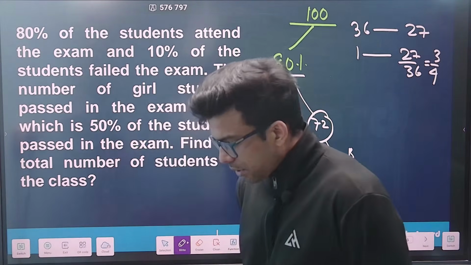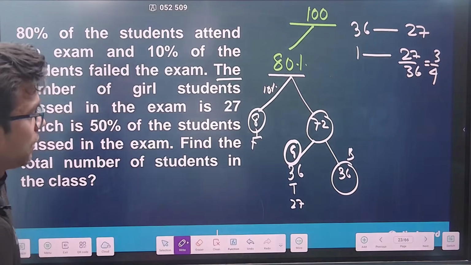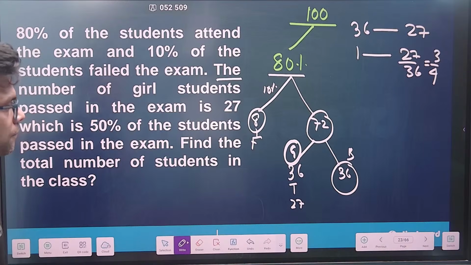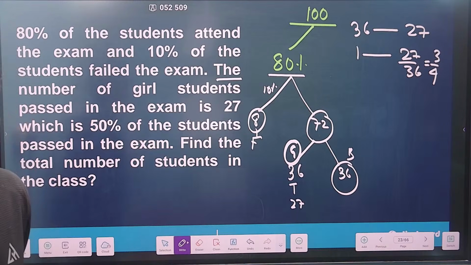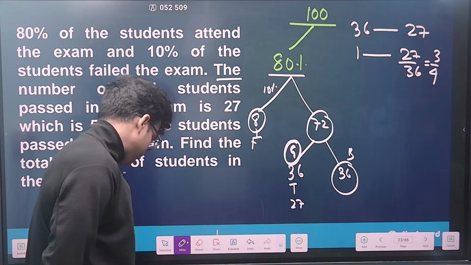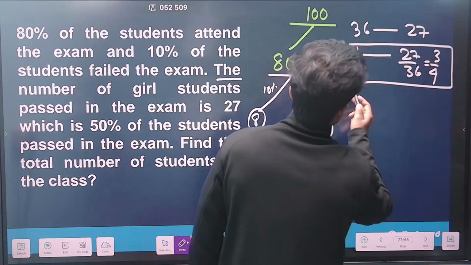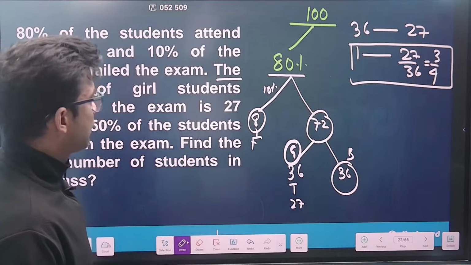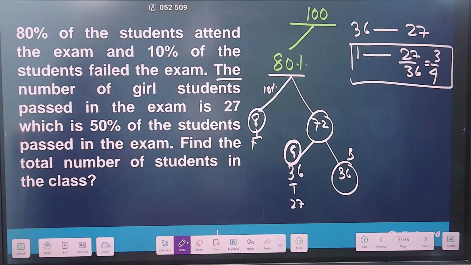Till now you got this logic, come on. Number of students in the class. Come on, say. Till now I have done 1 equals 3 by 4. Now you need to do 36 belongs to 27. Now you try solving it. How can you solve? Number of students in the class.